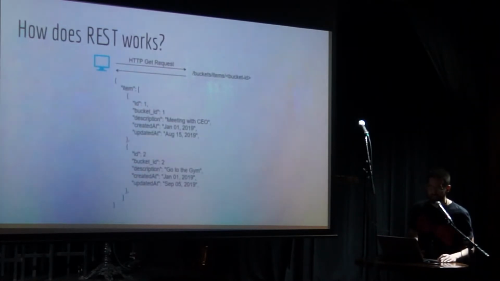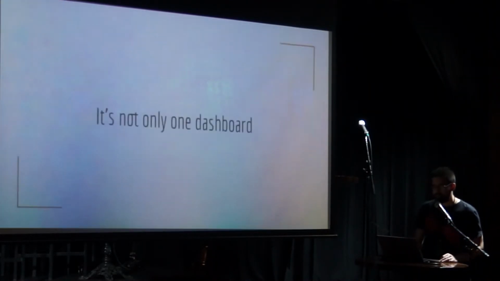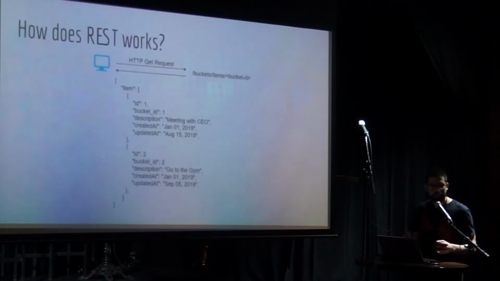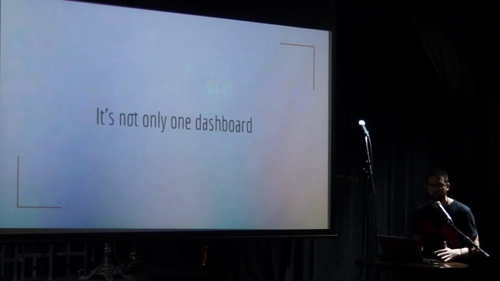And then you need to do a third request, for example, like buckets/item/bucket ID for each bucket for the user to get the items from the to-do list that he needs to do. And this is not only a dashboard, right? Some people can say, I can create a single endpoint for the dashboard, and I only return the information that I need. I don't need to return all those things, and I do only one request.